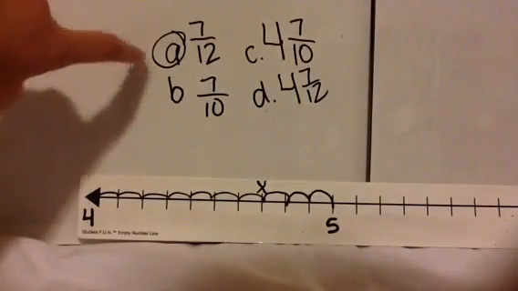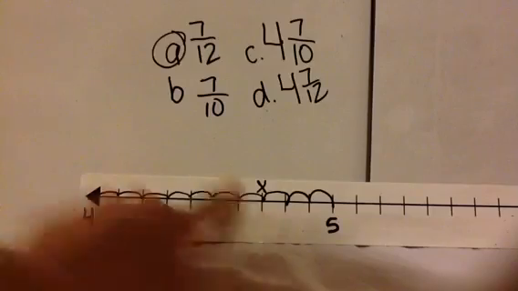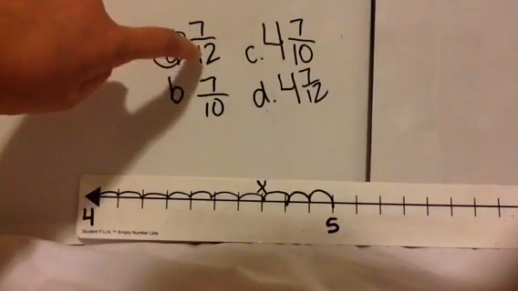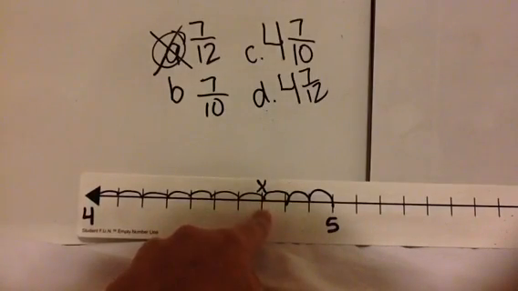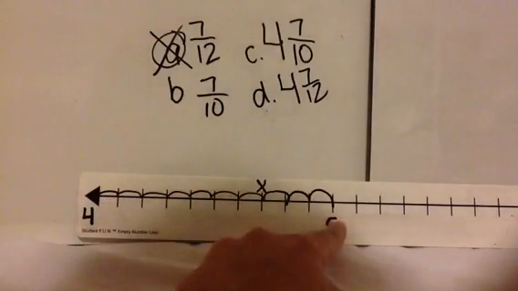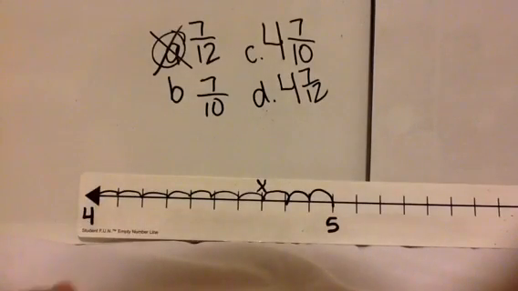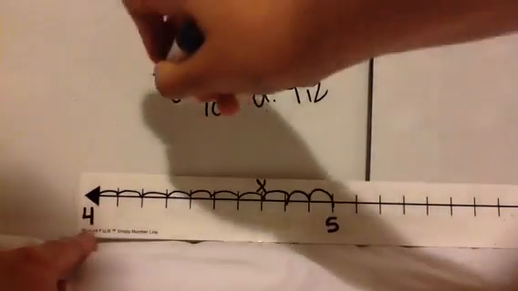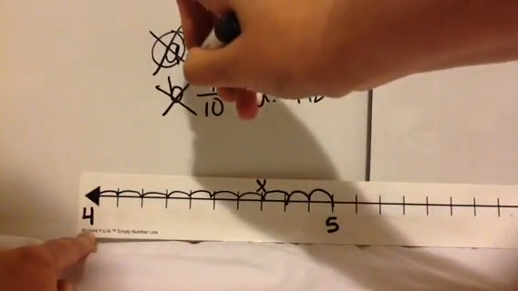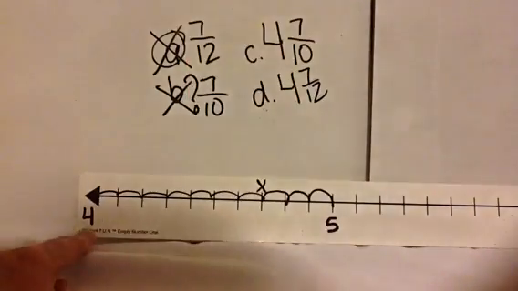So A would be incorrect. Even though this is the 7th space, it's not the 7th space out of 12 spaces. So A is actually not going to work. Now B. This is the 7th space out of 10 spaces, but if you notice, is this starting from 0? No, it's starting from 4. So B would be incorrect because it's missing something right there.